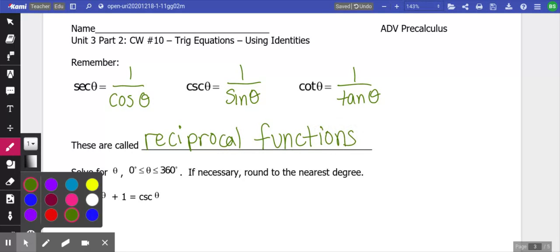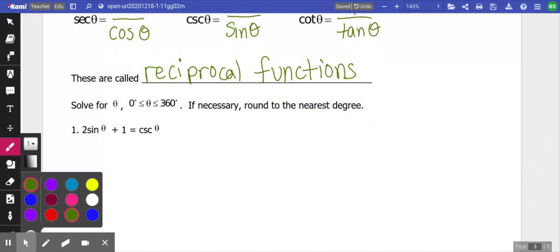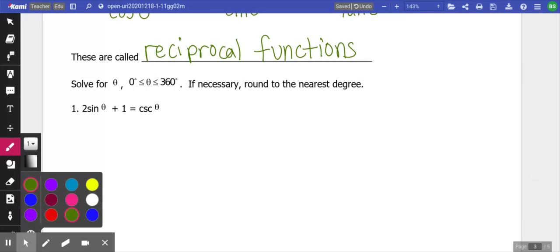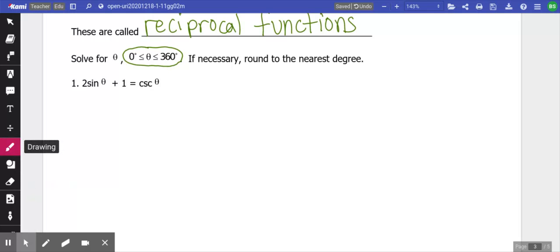All right, so we've solved linear trig functions, quadratic trig functions, and now these are just some more trig equations with these reciprocal functions. We always look at the directions. It says solve for theta. They tell us our domain, so from 0 to 360 degrees. If necessary, round to the nearest degree. All right, let's do this first one here. It says 2 sine theta plus 1 equals cosecant theta.